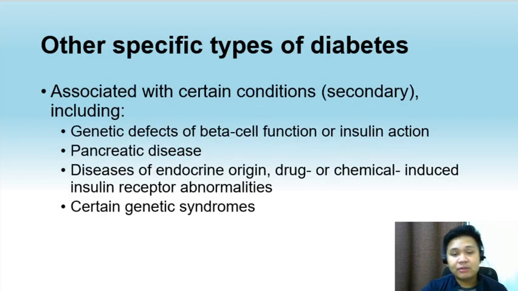Then the last type of diabetes would be your other specific types of diabetes. These are associated with certain conditions which are secondary, and this includes genetic defects of beta cell function or insulin action, pancreatic disease, diseases of endocrine origin, drug or chemical induced insulin receptor abnormalities, as well as certain genetic syndromes. So again, we have 4 types of diabetes: type 1, type 2, GDM, and other specific types.